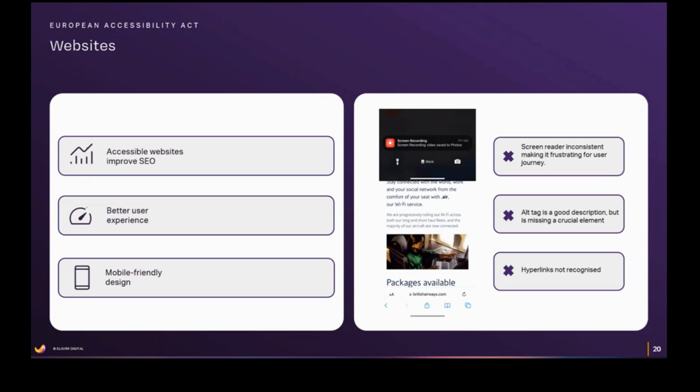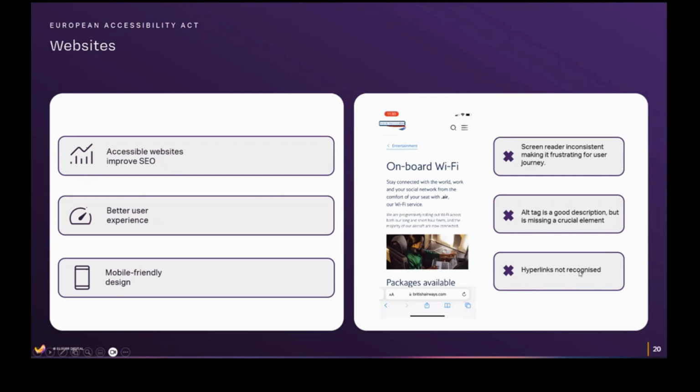And on a side note, I don't know if anyone has ever done this on their phone, but if you turn on your screen reader and just try to navigate to somewhere on your phone, it really shows you how annoying it must be for people with impairments who use screen readers every day. I've got an example here from British Airways that I am going to play, just so you can get a feel for how irritating screen readers can be.